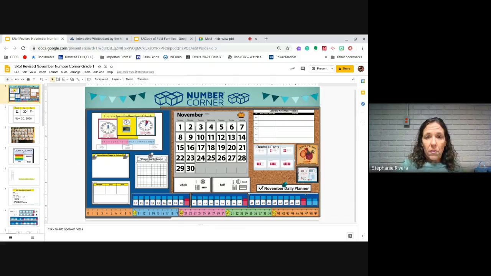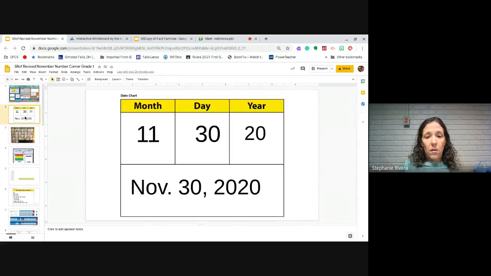Time for some math, first graders. Today is Monday, November 30th, 2020. Can you say it with me? Today is Monday, November 30th, 2020.